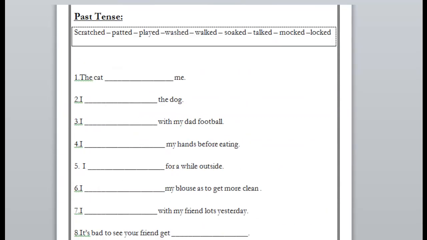Okay, now let's see the past tense. The cat what me? Oh, yes, the cat scratched me. Good, guys. Okay, let's see number 2. I walked the dog. Can it be I walked the dog? Yeah, it can be I walked the dog. You can choose it if you want. And it can also be what? I patted the dog, right? Okay, so both can be right.